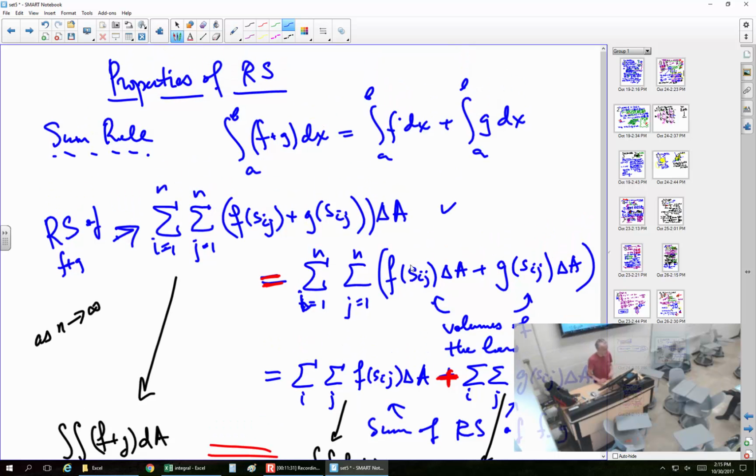Where do they come from? They come from very simple properties, which once again, thinking about the Riemann sum with the double summation, still has finitely many terms, which means that we can rearrange terms any way we like.